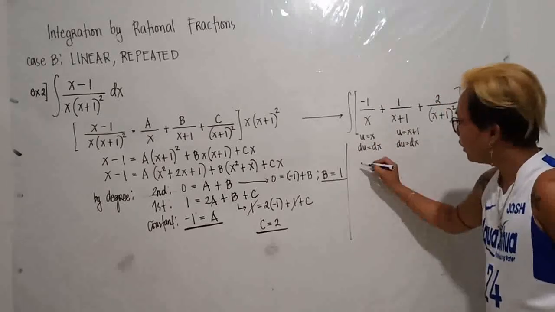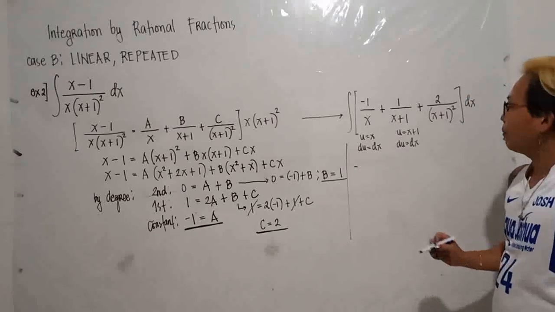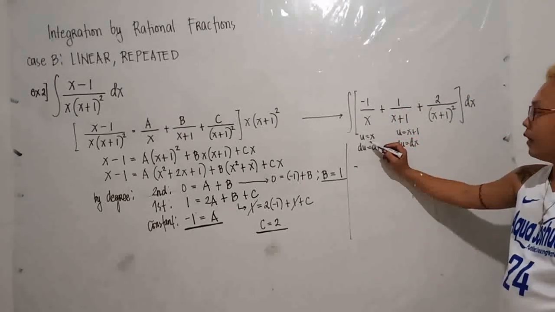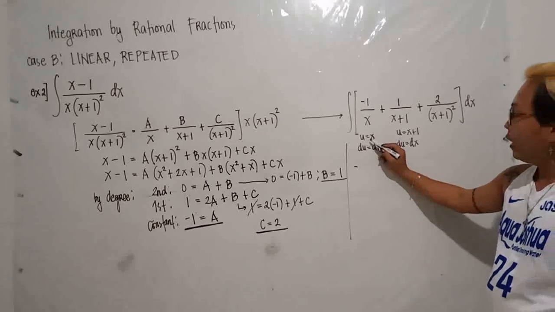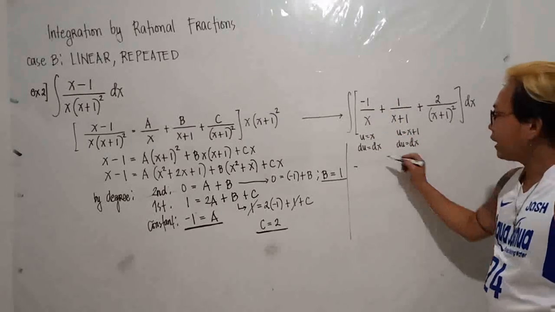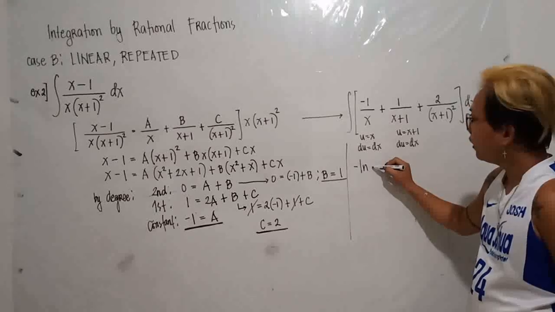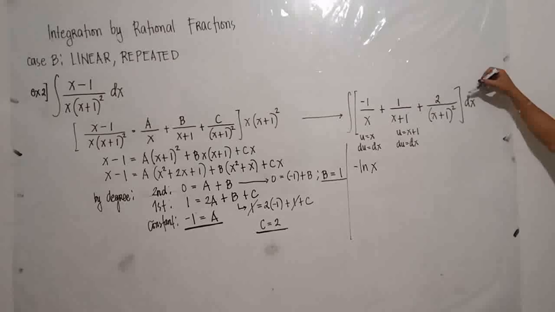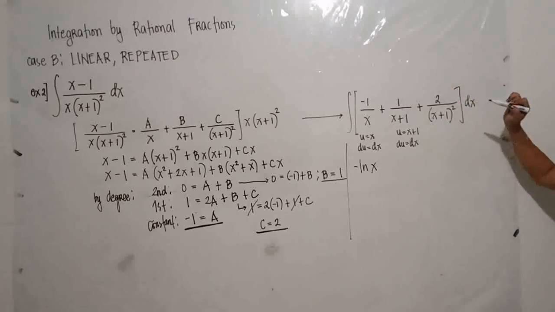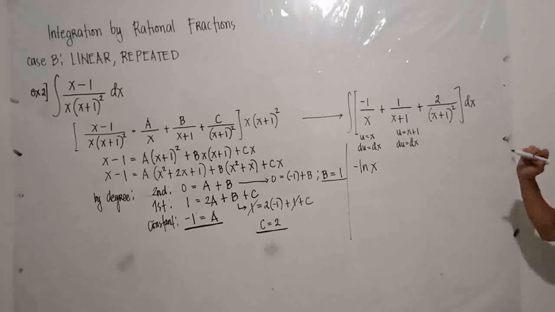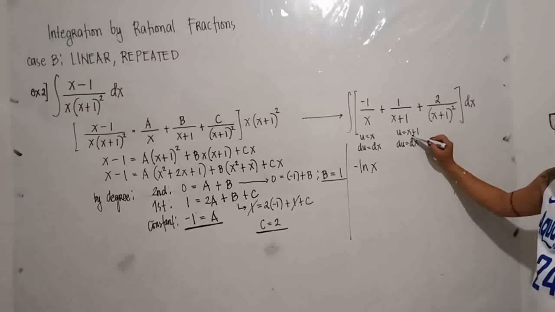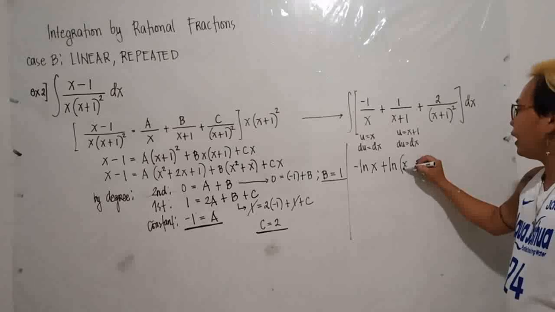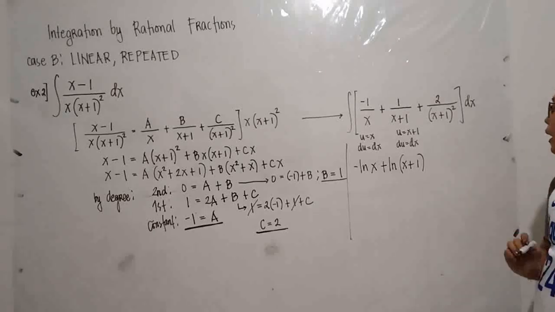Pwede natin ilabas. You will now have negative, then this will be dx over x. That's du over u. So you will have ln of u, wherein u at the first term is x. So that's ln of x. Okay? Then here you will have dx over x plus 1, wherein you will have du over u. Tapos ang u mo dyan ay x plus 1. So you will have plus ln of x plus 1.